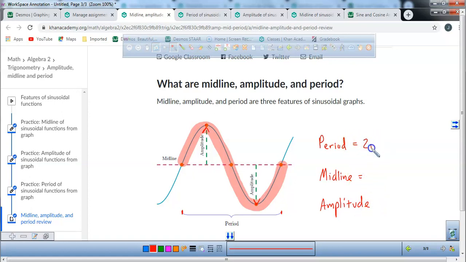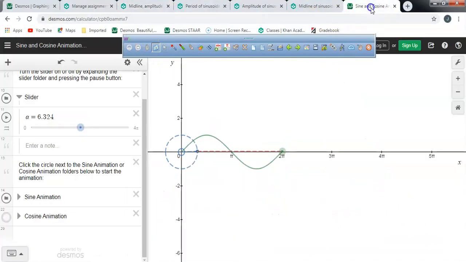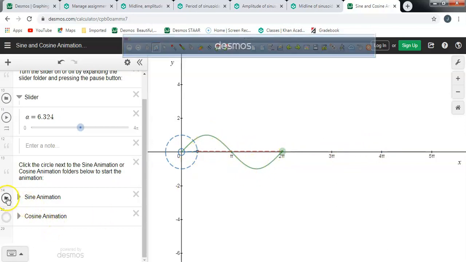Now the period of all sine and cosine, their parent functions, is going to be 2 pi. The midline will always be y equals 0, and the amplitude will always equal 1. If we go back to our animation right here, you can see it goes from the midline at y equals 0, also known as the x-axis, all the way up to 1 and all the way down to -1.